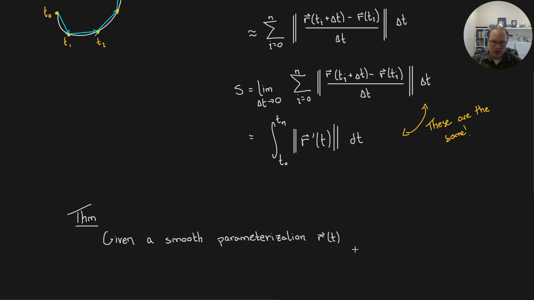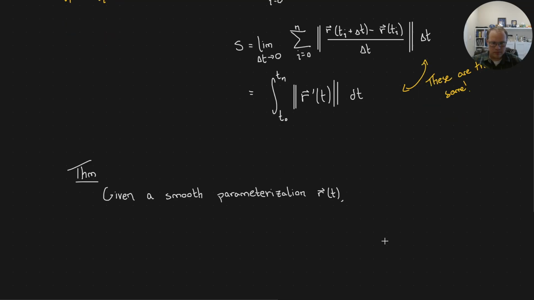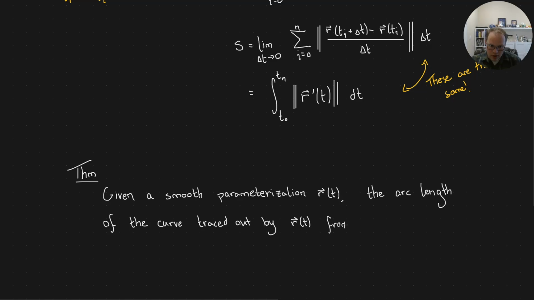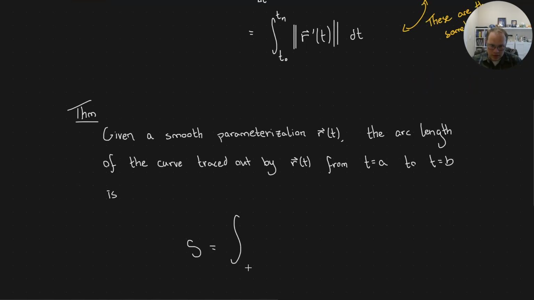So given a smooth parameterization r of t, the arc length of the curve traced out by r of t from t equals a to t equals b is s equals the integral from a to b of the norm of the derivative of the parameterization, integrated with respect to t.